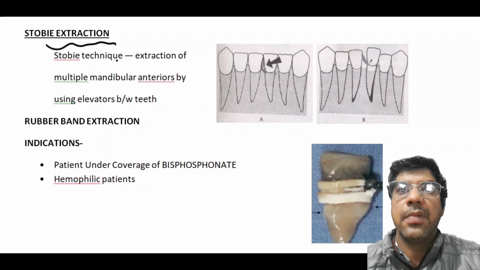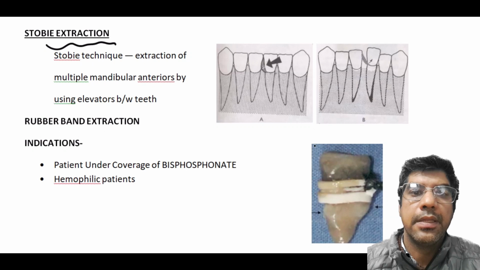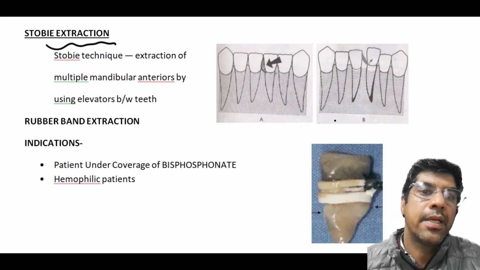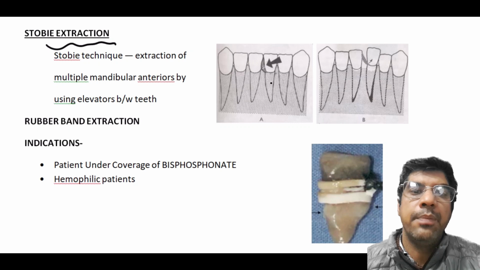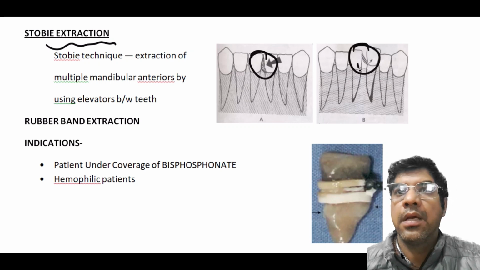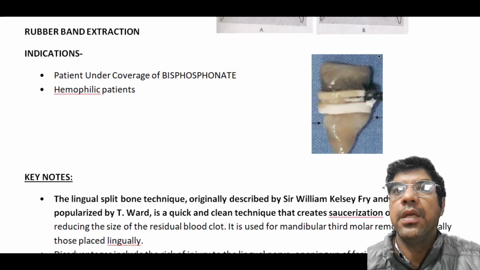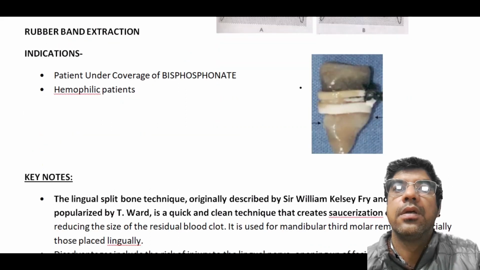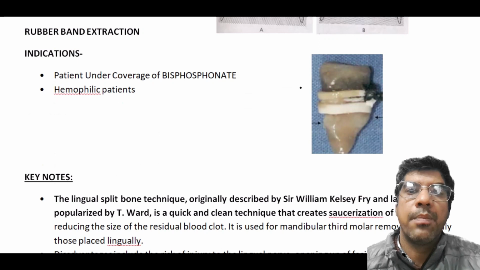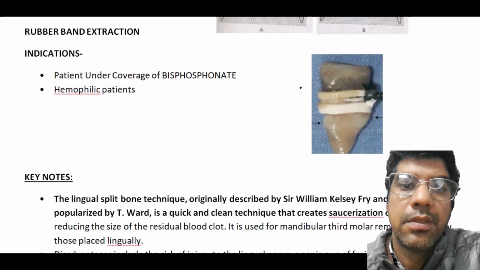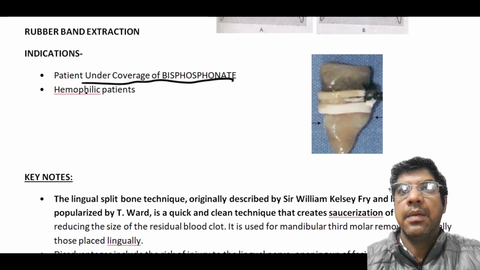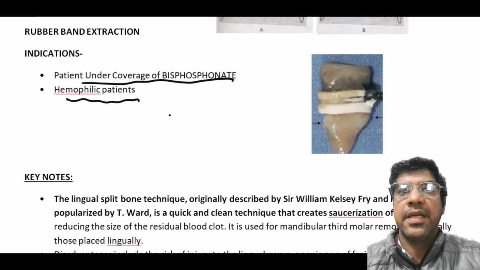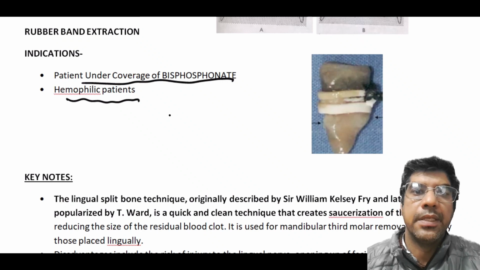Stobie's extraction, we discussed already that Stobie's technique involves extraction of multiple mandibular anterior teeth using elevator. So it is used when multiple mandibular anterior teeth are to be removed. Other is the rubber band extraction. Remember it is indicated in a patient with bisphosphonate therapy or the hemophilic patient.